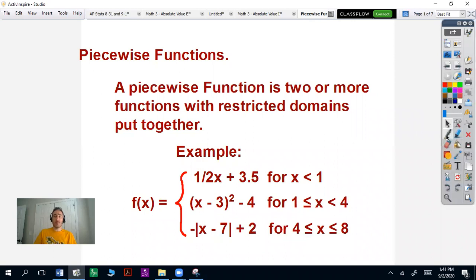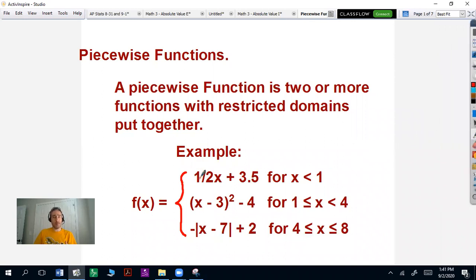So typically, in the past, you might just have one function and it's graphed. Each of these functions has some sort of domain restriction set upon it. So it might say your x in this case is less than 1 for this top function. This x here is greater than or equal to 1 but less than 4 for the middle function. And then this x is greater than or equal to 4 but less than or equal to 8 for this bottom function. And that means that I can only plug in values that meet those inequalities into the functions that you see here.